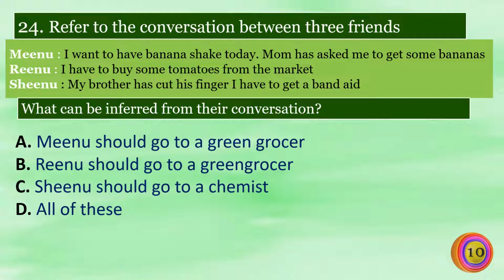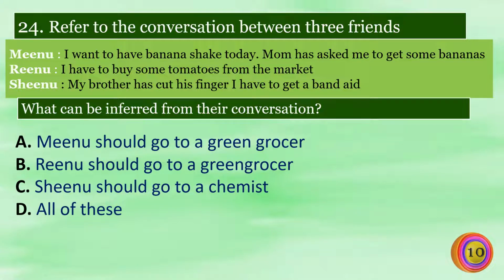Refer to the conversation between three friends. Meenu: I want to have banana shake today. Mom has asked me to get some bananas. Reenu: I have to buy some tomatoes from the market. Sheenu: My brother has cut his finger. I have to get a band-aid.